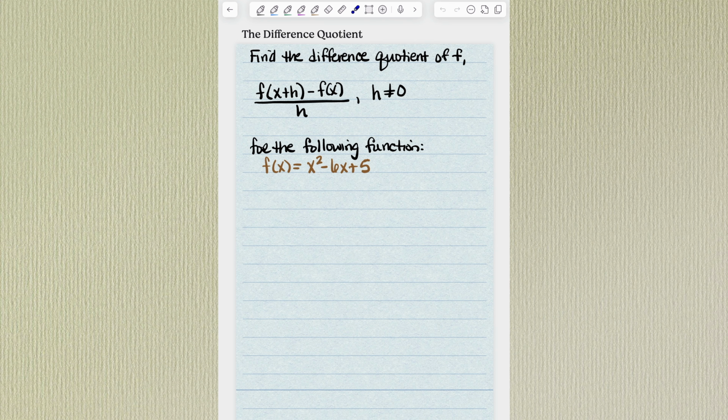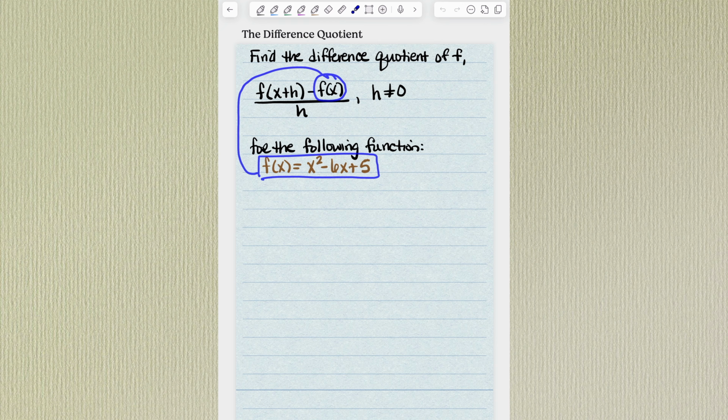So I'm not going to go into the details of what this is used for, but it is in higher level math. For college algebra, if you're just trying to do the algebra part, that's what we'll work through today. So we're going to find the difference quotient for the following function. If you notice, this says f of x equals x squared minus 6x plus 5. That's the f of x that'll go into here.